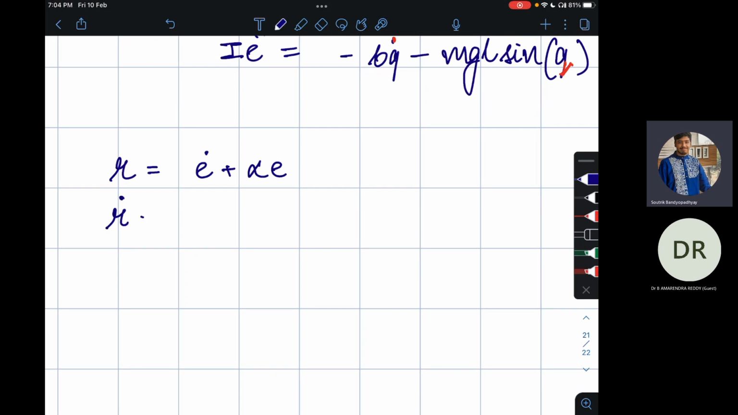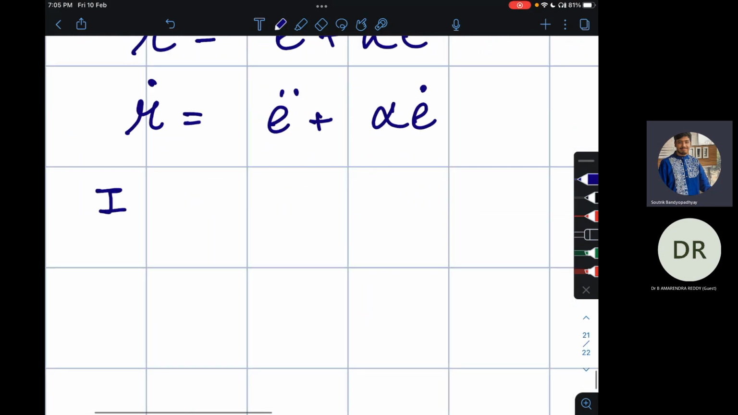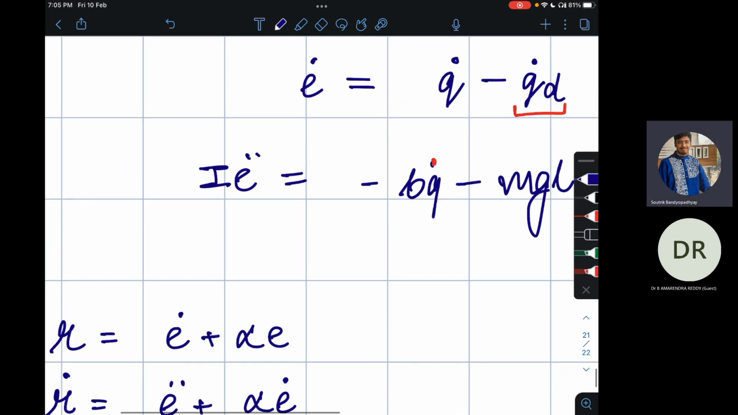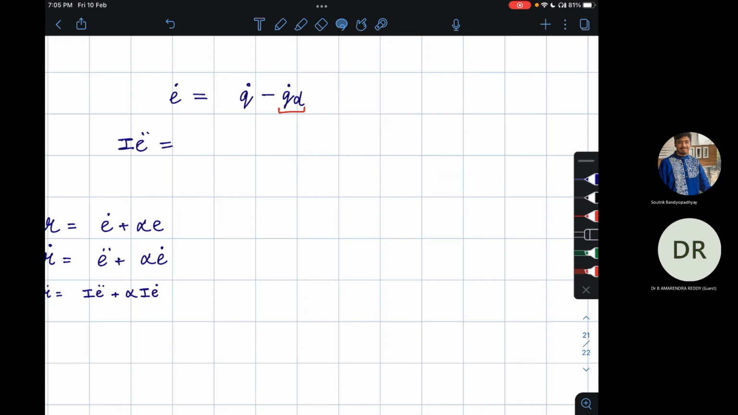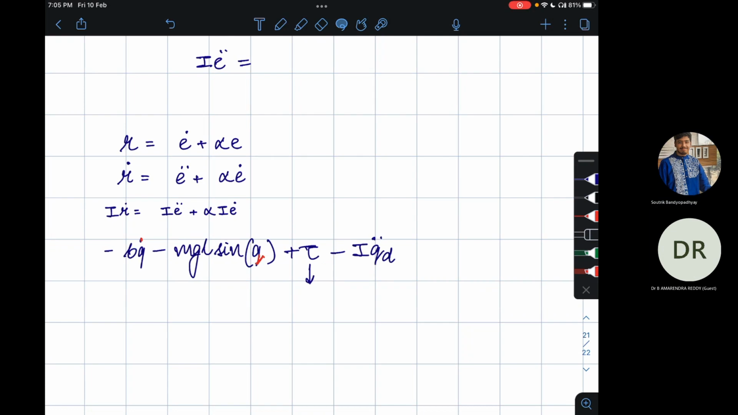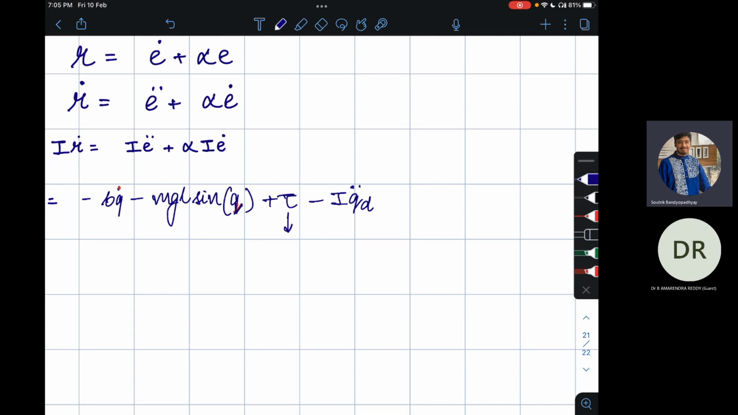the first derivative of this, which was e double dot plus alpha e dot. Now what we do is we multiply both sides by this moment of inertia matrix: I r dot is equal to I e double dot plus alpha I e dot. Now substituting this I e double dot from here, I can write I r dot is equal to minus b q dot, this thing, plus alpha I e dot.